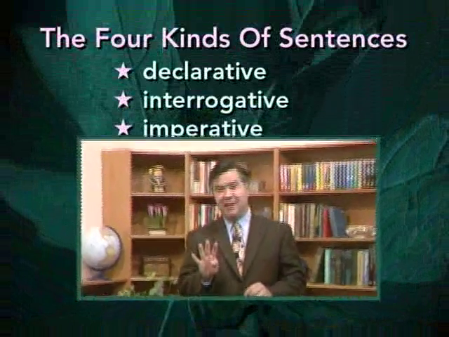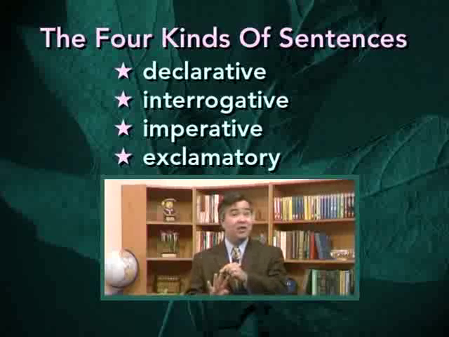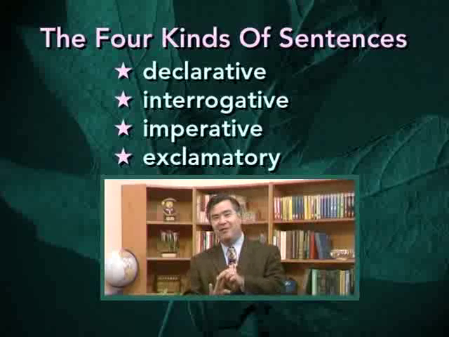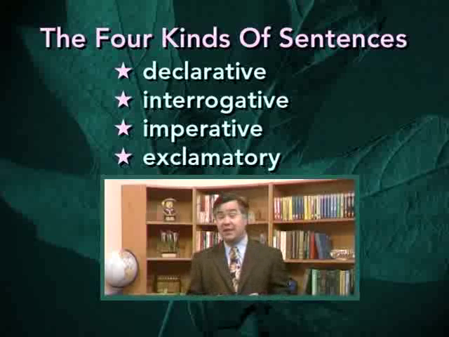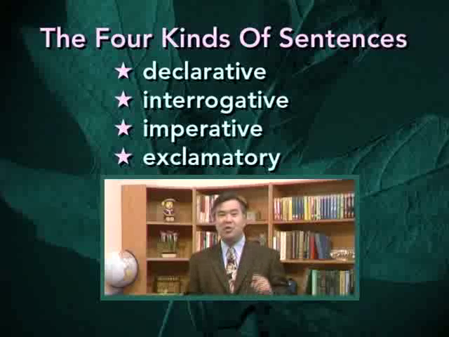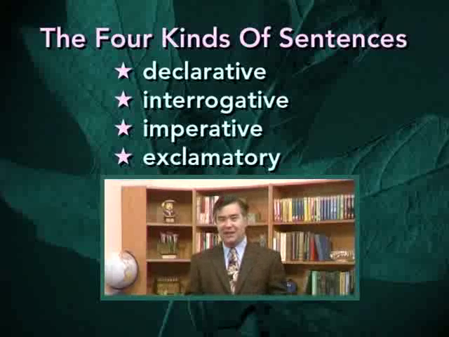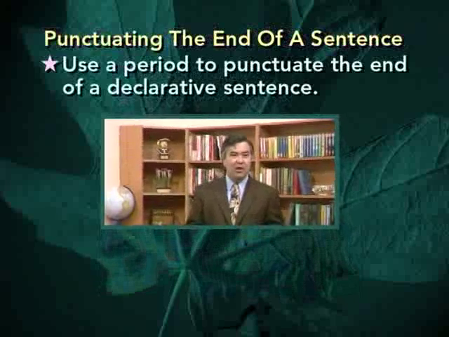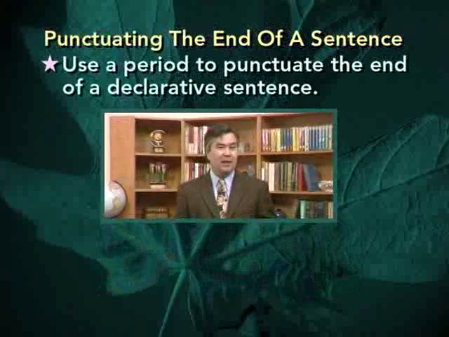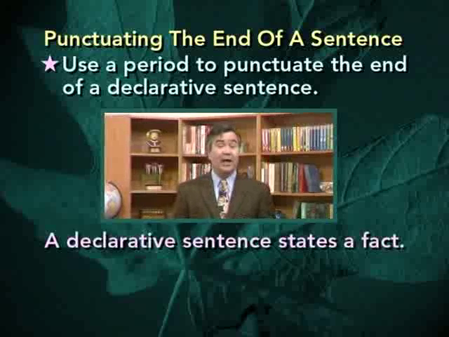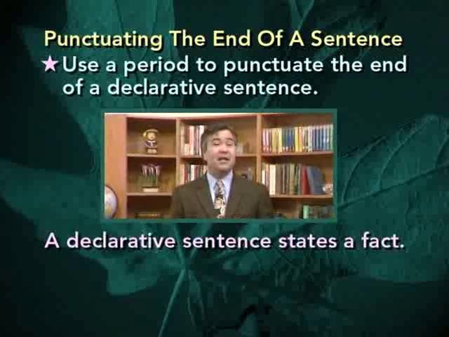As you recall, there are 4 different kinds of sentences: declarative, interrogative, imperative, and exclamatory. Let's look at each of these 4 kinds of sentences and look at the kind of punctuation mark you need to use to end each type of sentence. First, use a period to punctuate the end of a declarative sentence. As you recall, a declarative sentence states a fact.